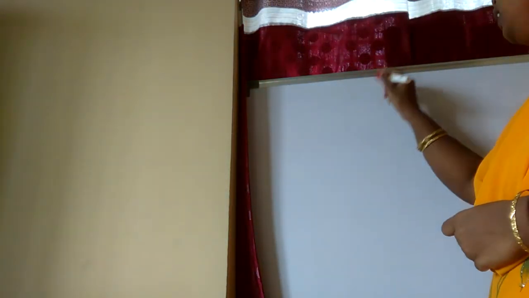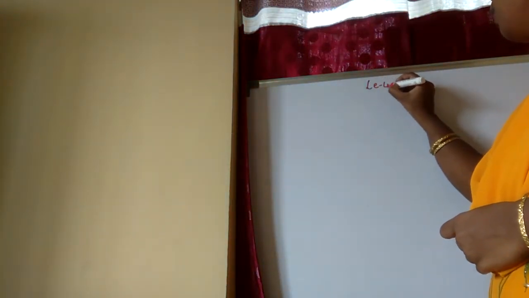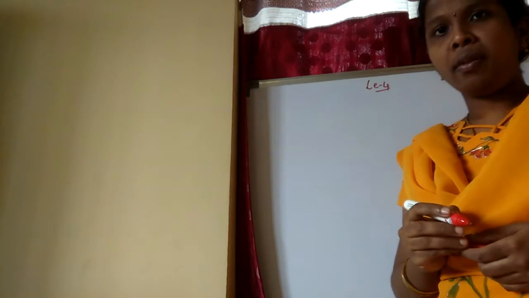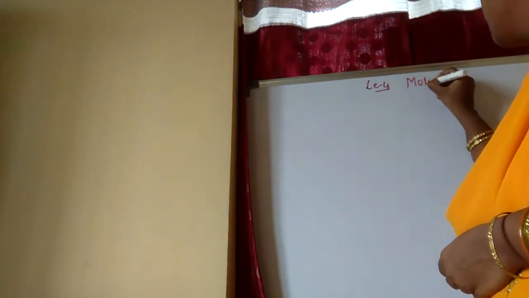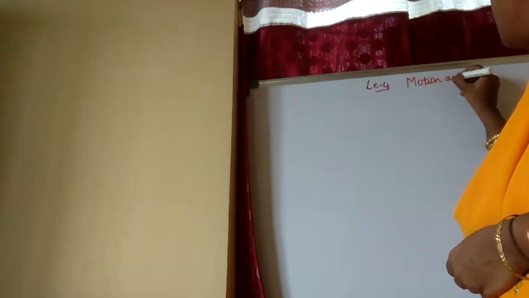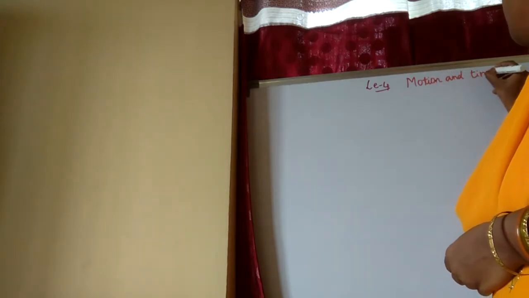So, what are we discussing in our session? Yesterday, what did we discuss? In which lesson are we? We are discussing lesson number 4. What is our lesson number 4? Motion and time. So in this, just a recap of this lesson, up to now what we discussed.